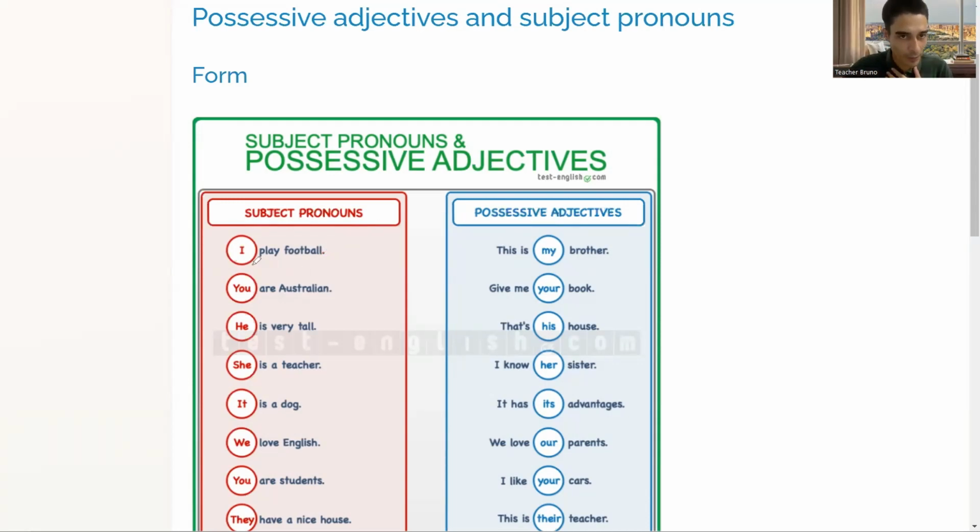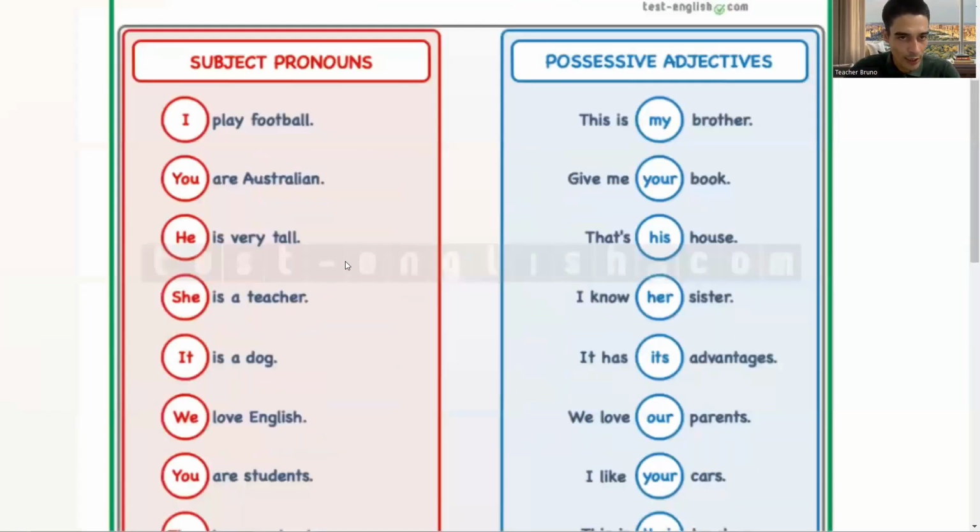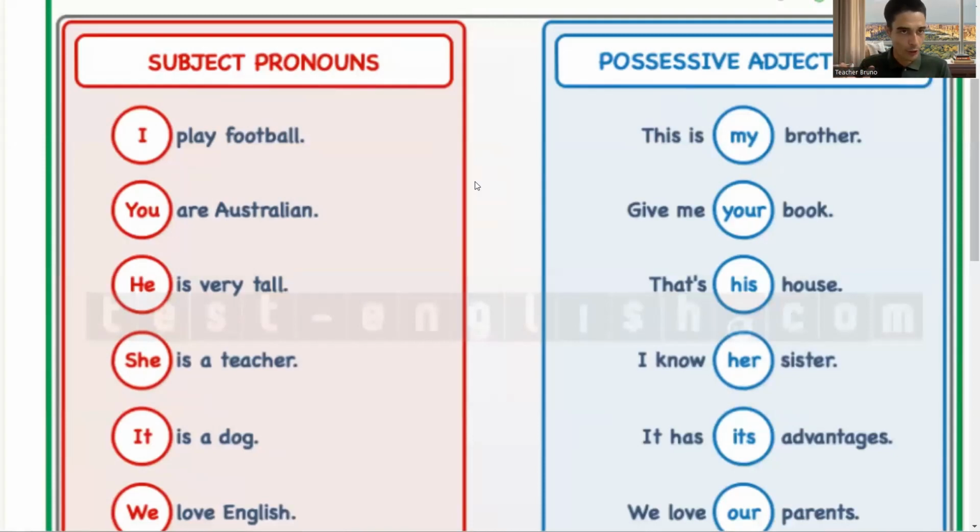For example, I play football. I is the subject pronoun, and this is my brother. So there's a connection here. I, my, you, your. You are Australian. Give me your book. There's a connection. He is, verb to be, he is very tall. This is, or that is, his house. You see the connection? He, his, you, your, I, my, she, her.